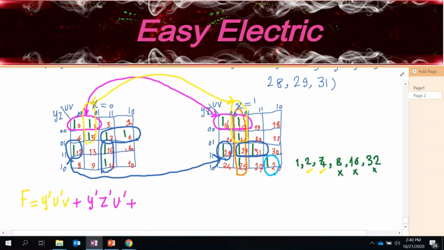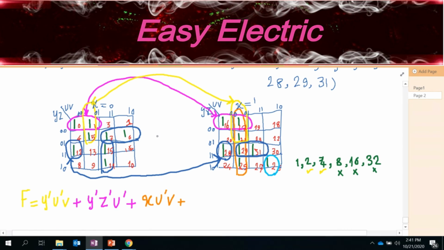Okay, so we are done with this group. The next is this orange one, which covers 17, 21, 29, 25. Again, whenever you are inside this group, x is 1, so you write x. For y and z, whenever you move across all these members, the y and z change between 0 and 1, so there is no yz. How about u and v? U is 0, so it should be u prime, and the v here is 1, so you should have v, plus.